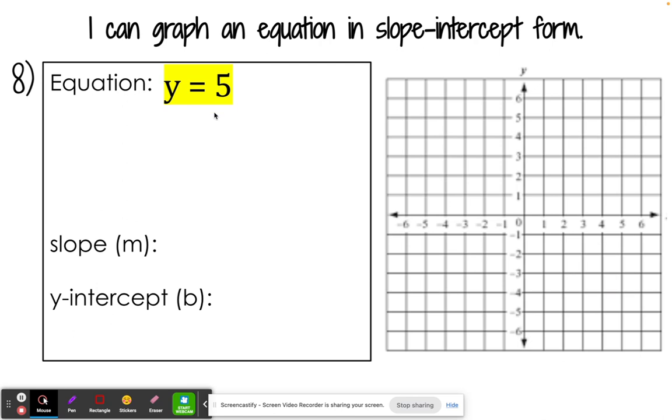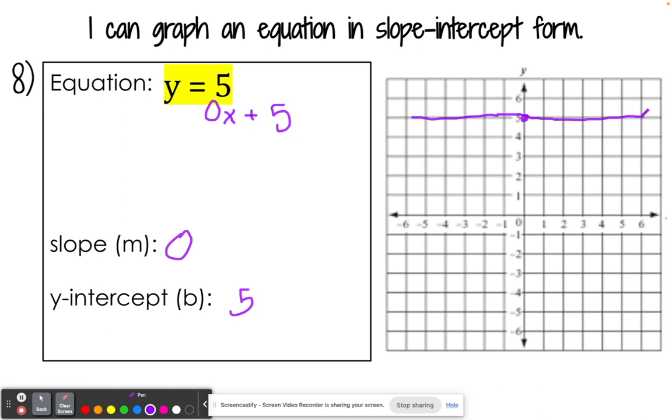Oh, I guess we've already done one similar to this. When I don't see an x, you can think about this as having 0x plus 5. My y-intercept is 5, but I have no slope. My slope is 0. So this is a nice horizontal line. Doesn't matter what x is, y will always be 5.